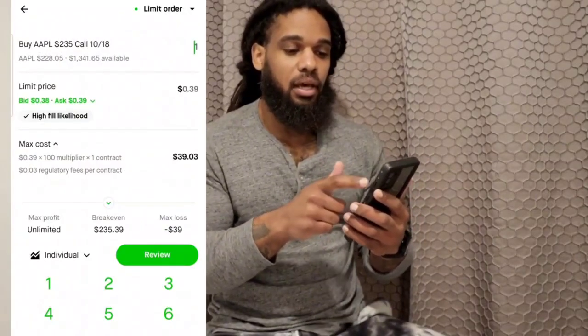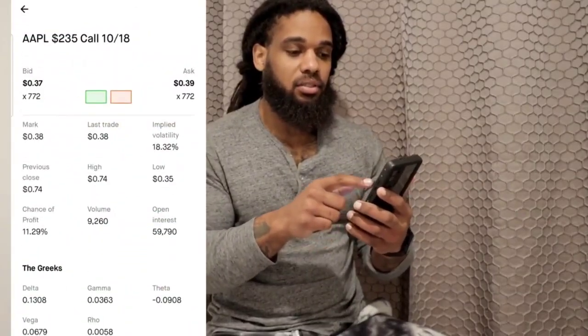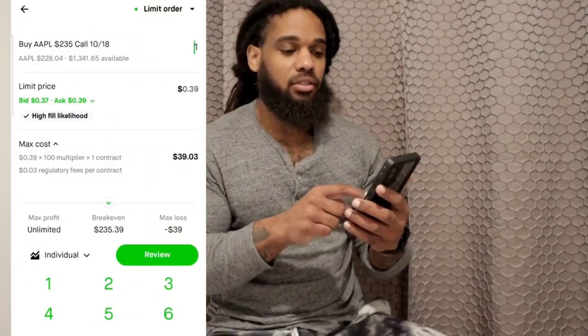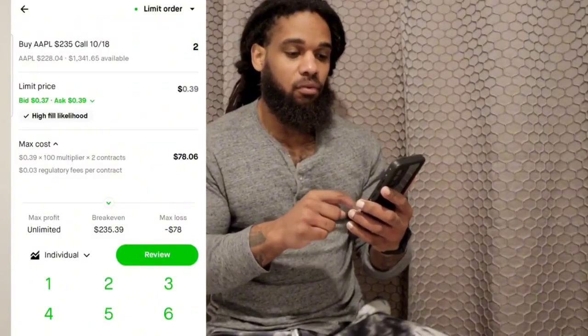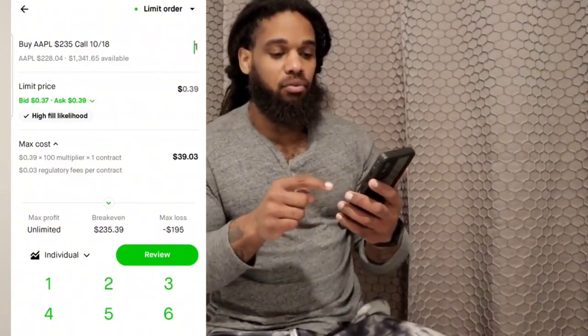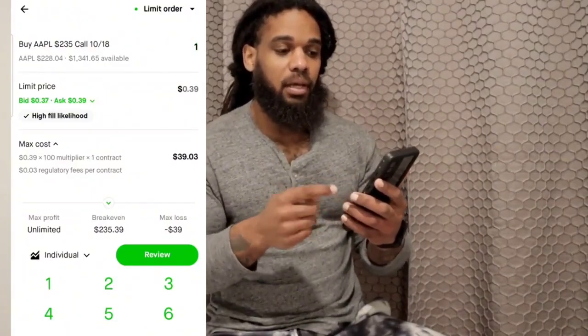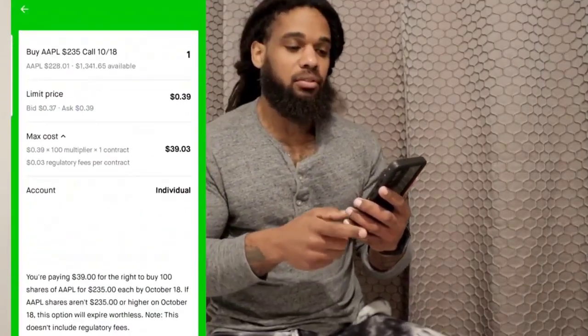So once you do that, then you can put the amount of contracts you want, 1, 2, 3, 4, 5, or so on, and then you press review and swipe up, and then it's going to get you into that option.